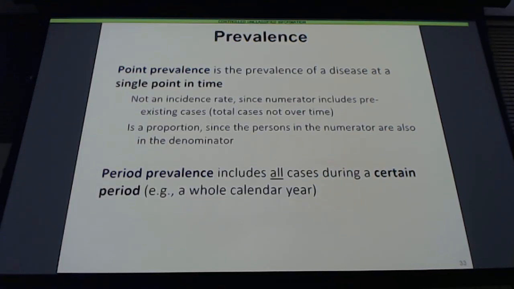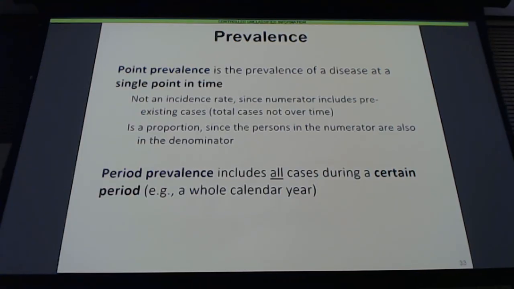So here's your point prevalence specific. Point prevalence is disease at a single point in time, right? Because it is a single point in time, it is that snapshot that you get. And what you can do is do a whole bunch of snapshots, and then you can develop a trend.